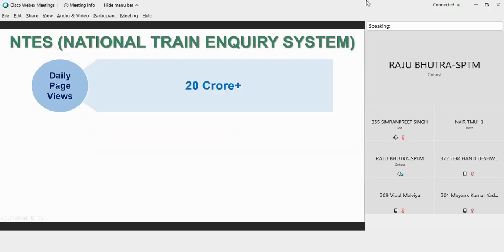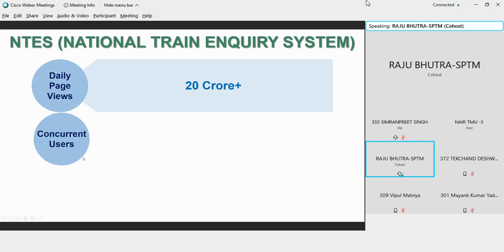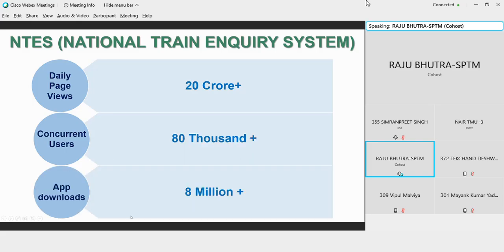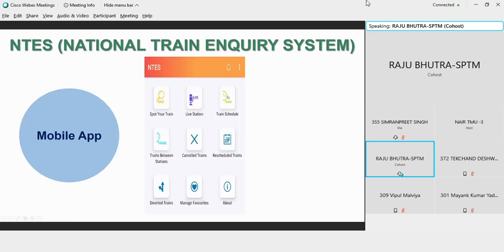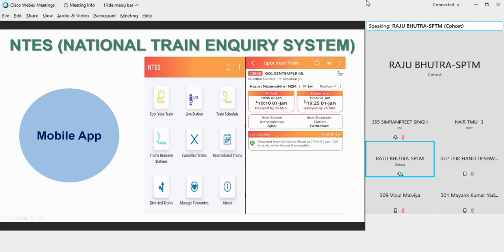These are some of the statistics. Daily page views are 20 crore plus. Concurrent users are 80,000 plus. And app downloads are 8 million plus. This is the mobile app which is available. It has all the features. It can be used on mobile also. This is the information for Spot Your Train, which is available on mobile.